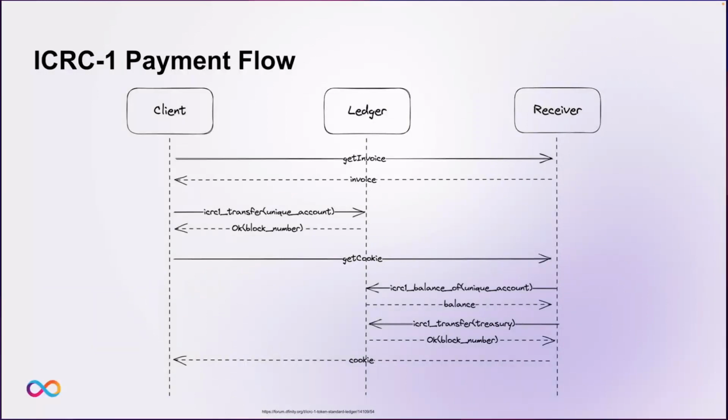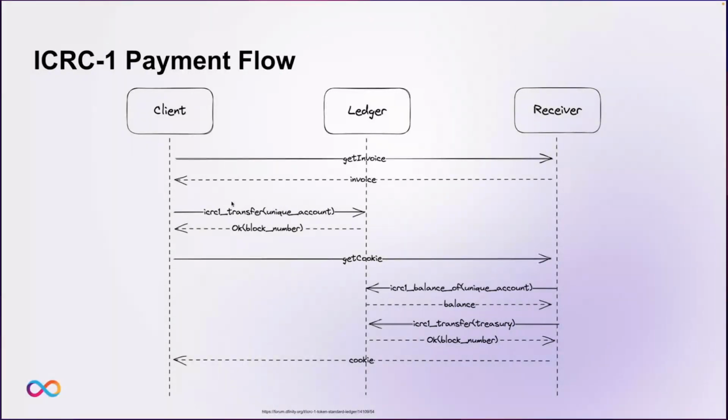So the client on the left-hand side first has to ask the receiver, which provides the service. In our case, the receiver is the fortune cookie canister that provides the service of getting a fortune cookie. We have to ask this receiver for an invoice. So in this invoice, we should specify the account that the funds have to be sent to, and also the amount that we have to send.